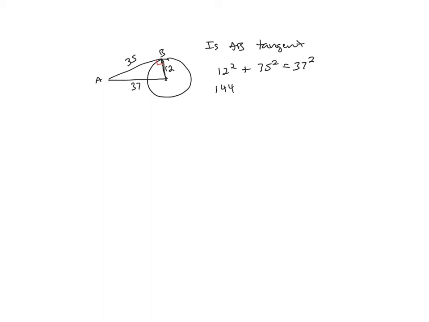So I have 144 plus 1225 equals, and I'm using a calculator here, 37 squared, 1369. So 144 plus 1225 is 1369. So yes, that's a right angle, therefore it's perpendicular, therefore AB is tangent.